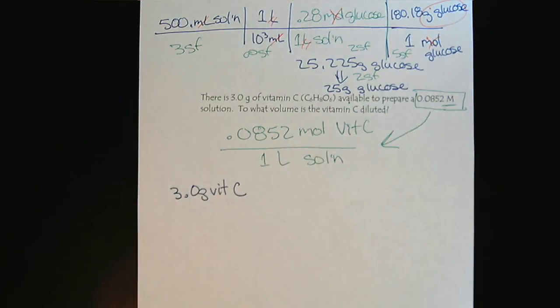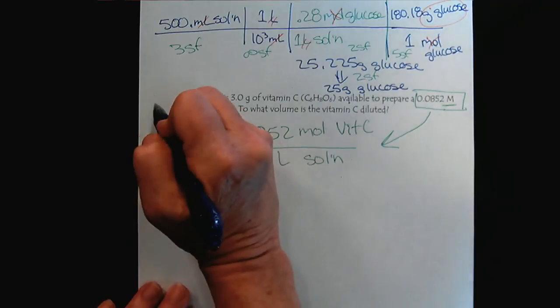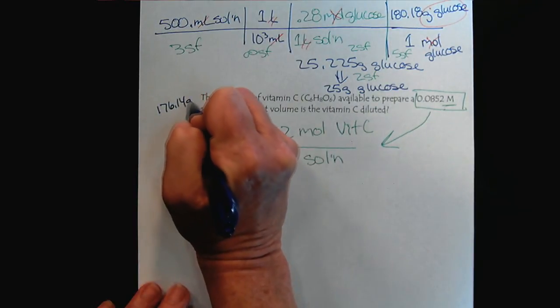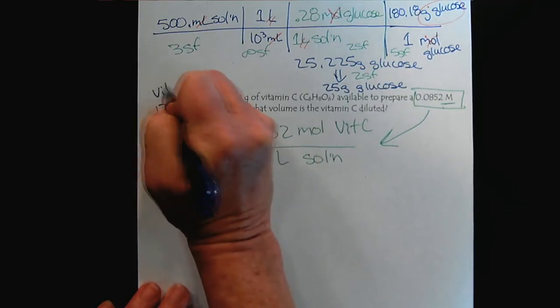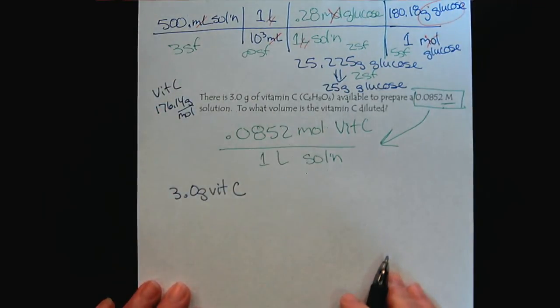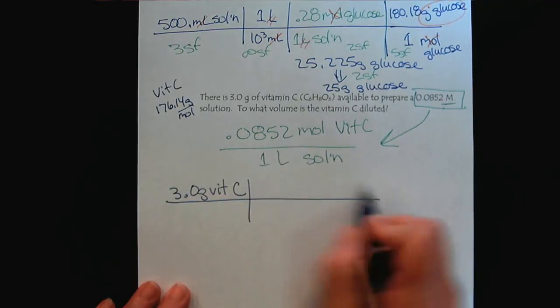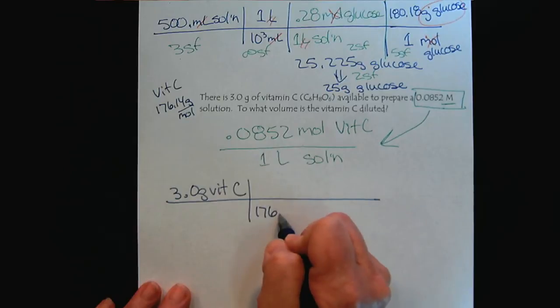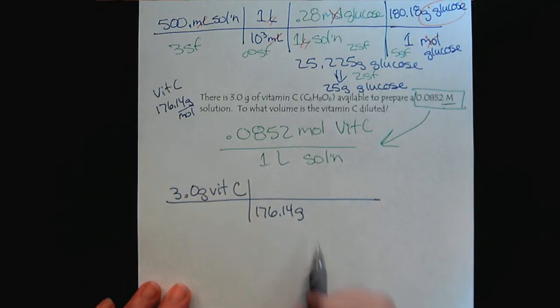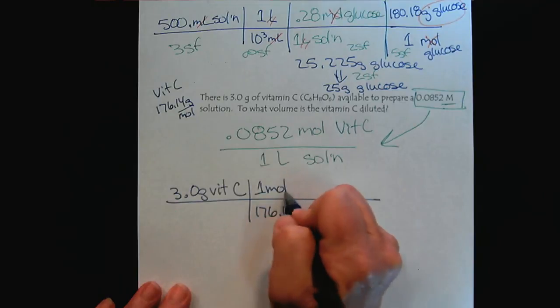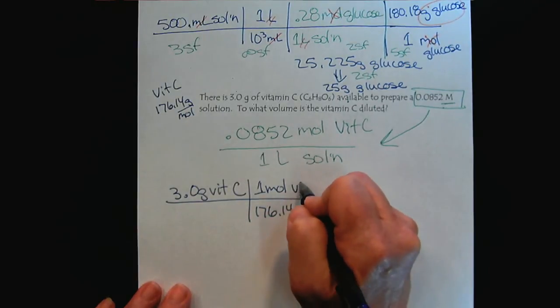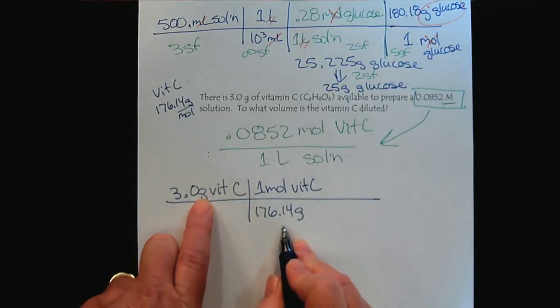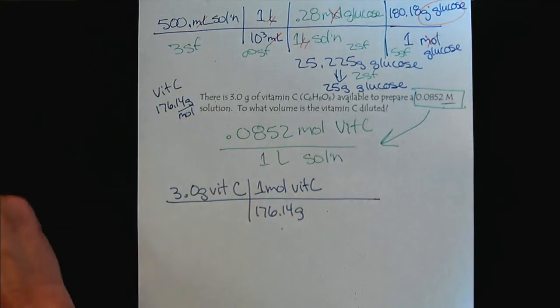So, we need to get to moles. On the previous page, we already determined that vitamin C has a molar mass of 176.14 grams per mole. Whenever we have grams and moles in the same calculation, that should be a flag for molar mass. So we bring in the molar mass. Notice this time we're using it upside down, and that's fine because we can flip them any way we want. So we've used the molar mass to get the grams of vitamin C into moles of vitamin C.